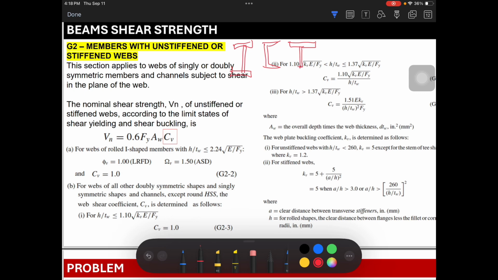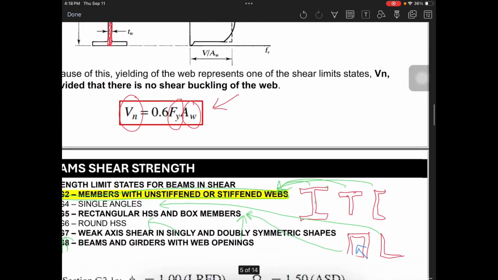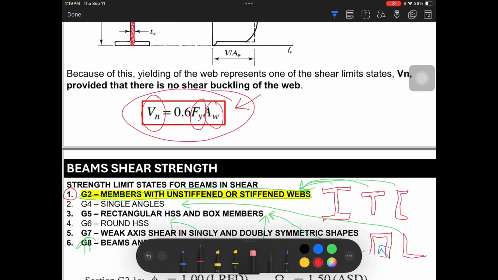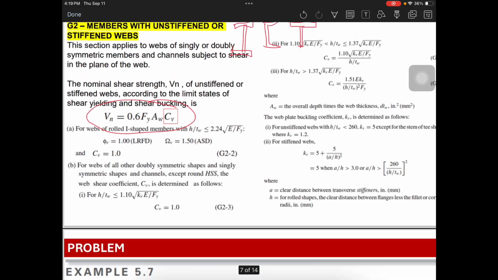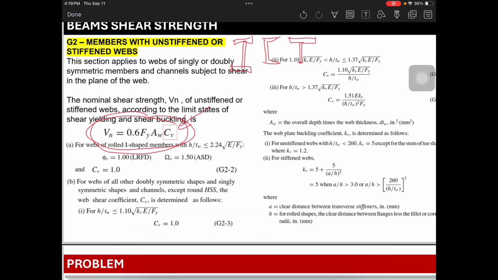Mga T's. T shapes. So, yan yung magpa-fall dyan. So, the nominal shear strength, Vn, of unstiffened or stiffened webs will be this formula. So, it is the same dun sa formula kanina. This one. Pero, meron lang added factor na CV. Ayan. So, what is CV? Ito si CV. So, CV will have 2 cases.